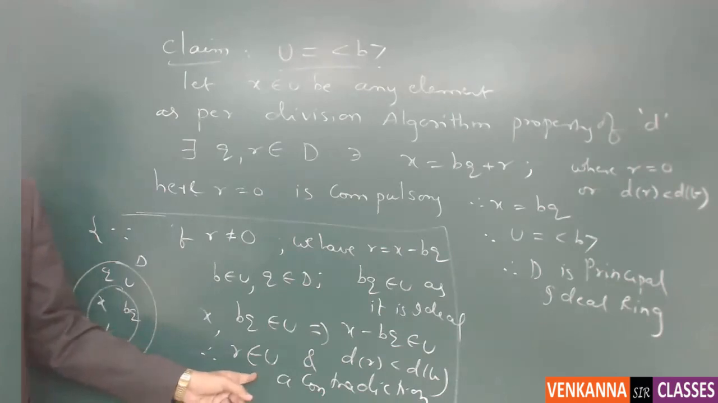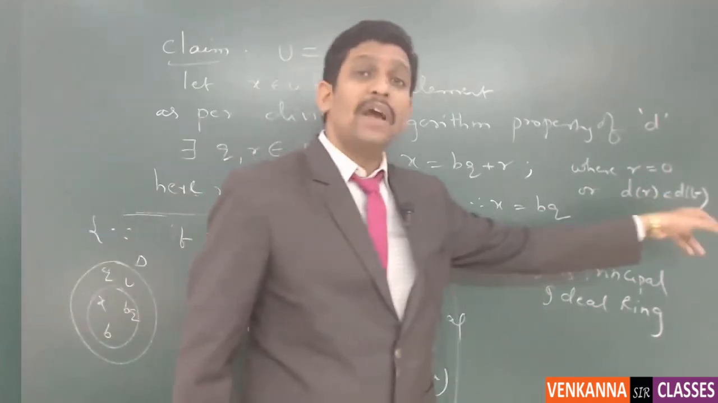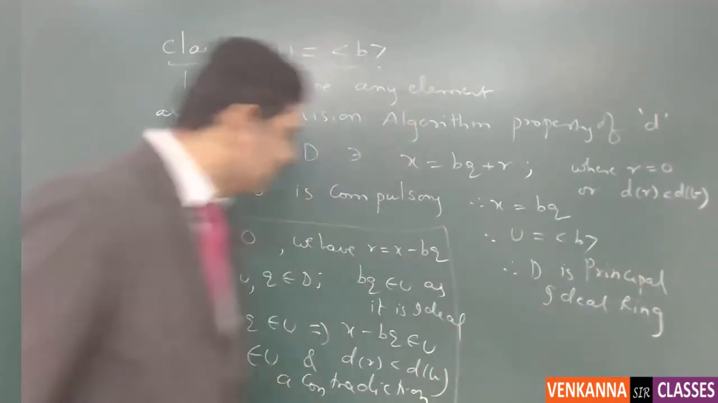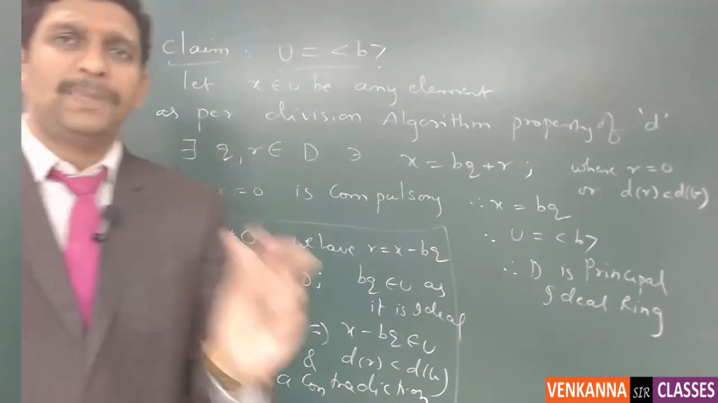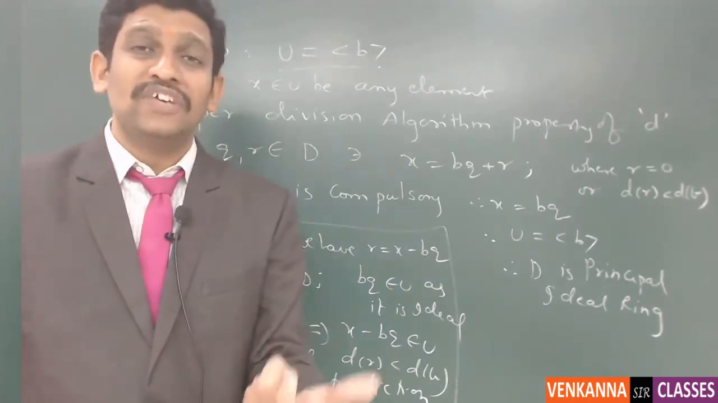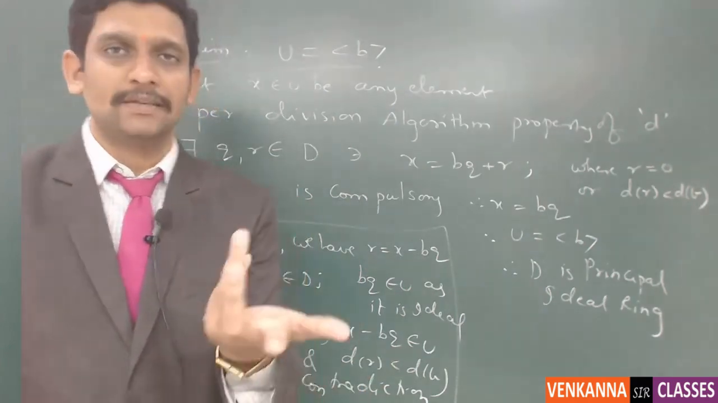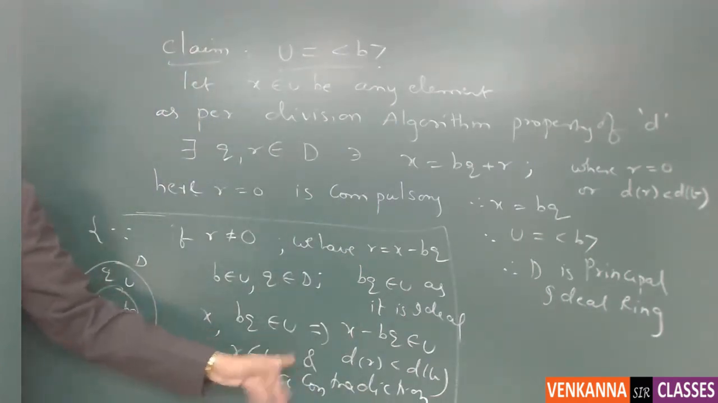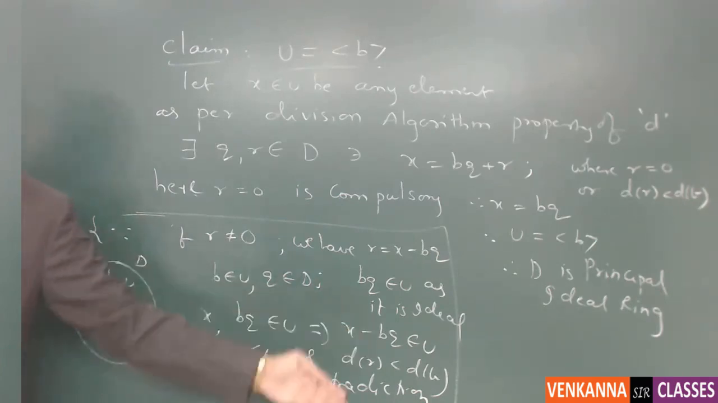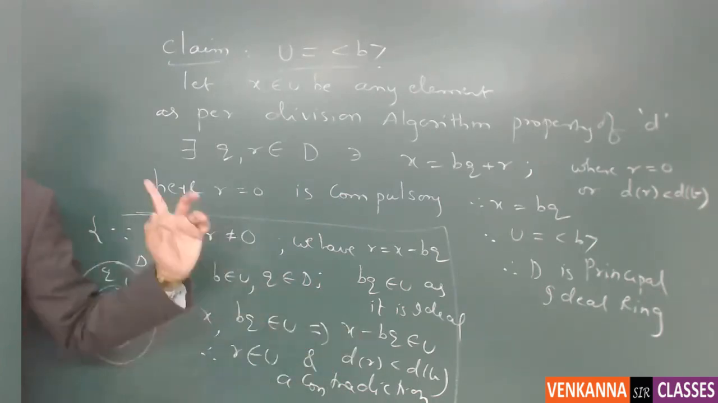And what is the one more property you have? D of R is less than D of B. So this is a contradiction. Why is it a contradiction? Earlier you have taken that B is the element in U which has the smallest image. Now what are you getting? R is having a smaller image when compared to B. This is a contradiction to our earlier supposition.